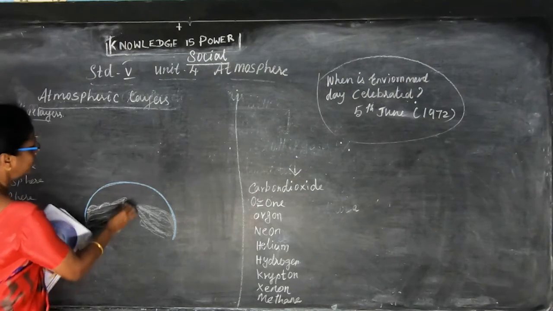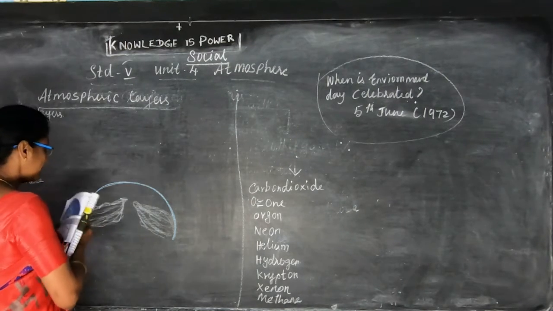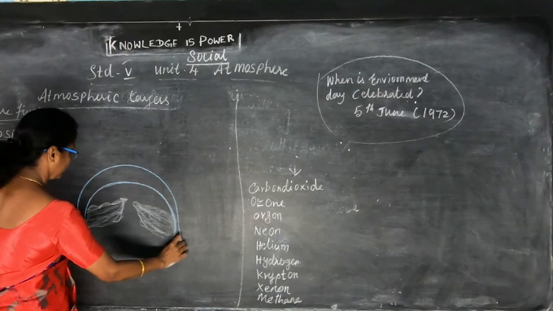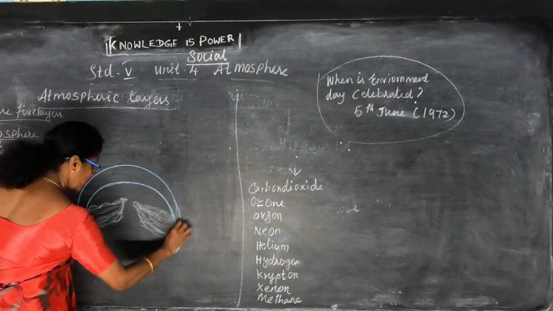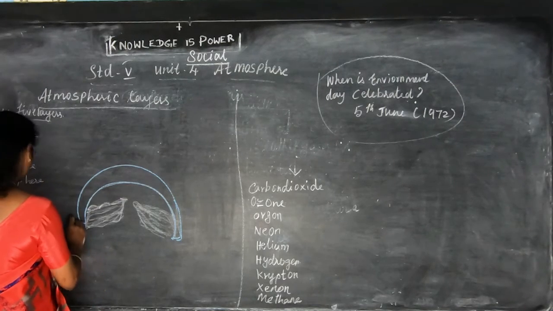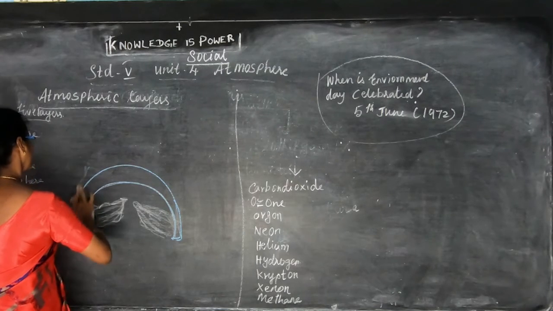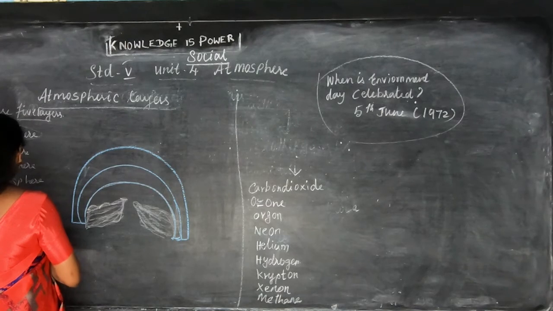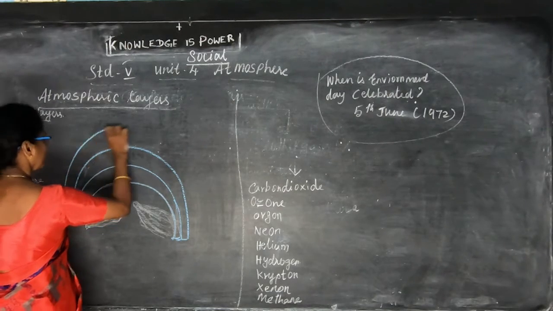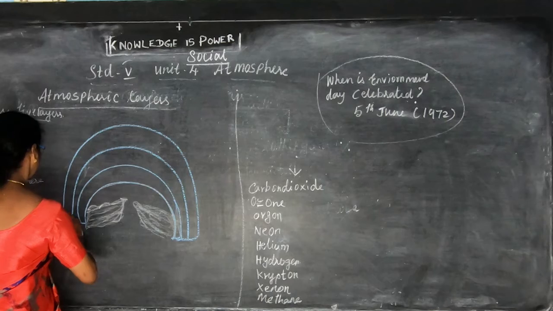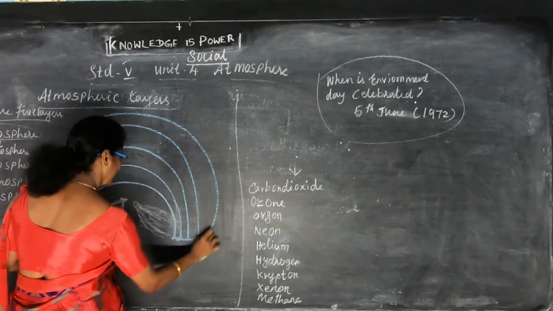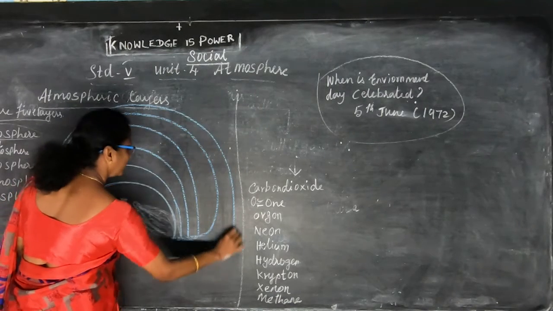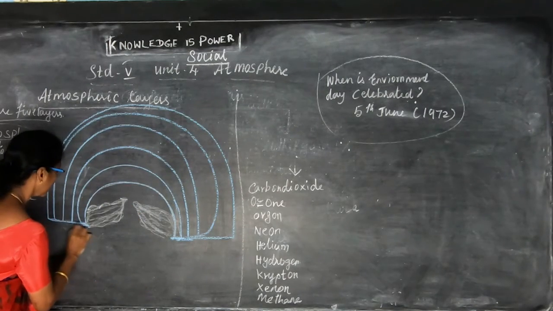Okay. So these are the layers, and now we'll draw the layers one by one. This is the troposphere, and the next one is the stratosphere. One by one we will draw. This is the stratosphere and next one is mesosphere, thermosphere, and one more is the exosphere. Okay. So these are the layers.